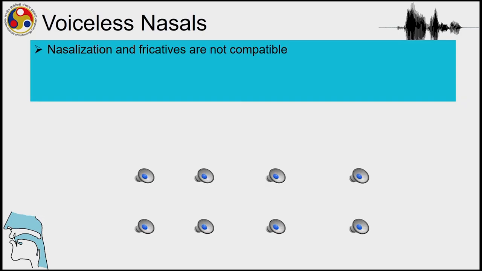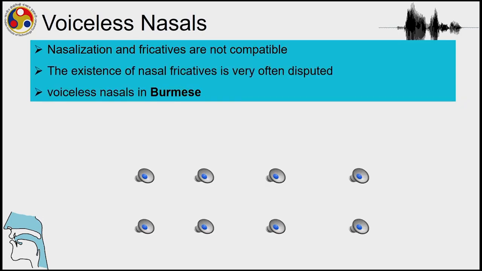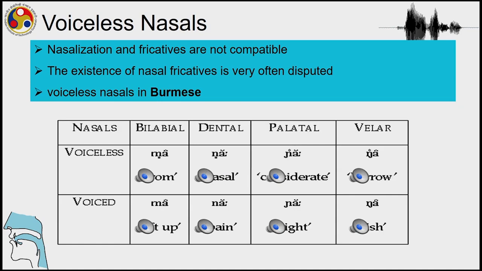So, these are from Ladefoged, Sounds of the World's Languages. We find voiceless nasals in Burmese, also in Angami. So, these are voiceless nasals in Burmese. The examples and the sound files are all from Ladefoged. So, one is bilabial, one is dental, one is palatal, and one is velar. These are all the voiceless nasals.